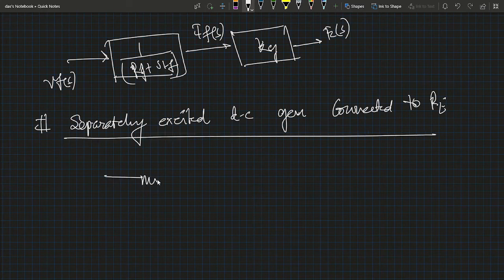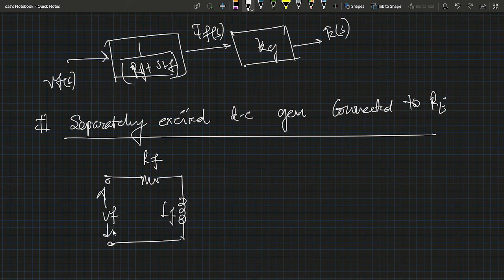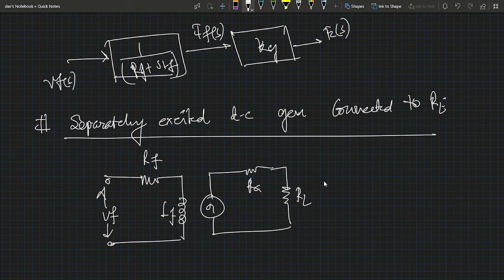So now the equivalent diagram looks like this. Again, this is the field resistance, this is the field inductance. Here we apply the input voltage VF, here is the generator G and the armature resistance, and here RL is the load resistance, and the output equals, say, Vt. Now here the EMF E is developed. So this is a DC generator connected to the load.